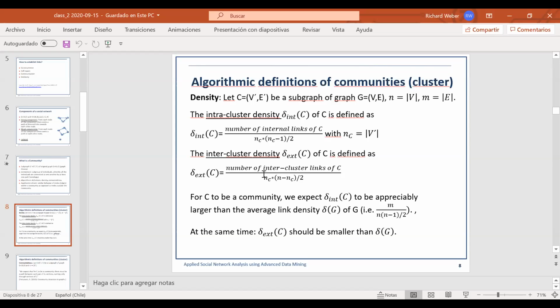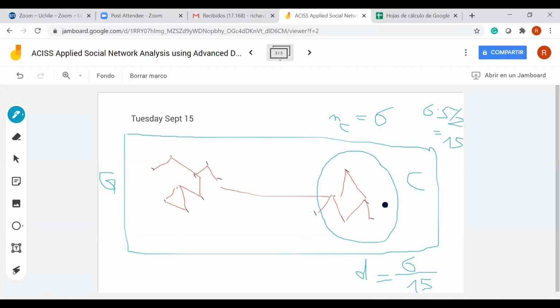Okay, and the next formula is very similar. We analyzed it in more detail for the intra-cluster density within C. Now we can define the intercluster density. That's the number of intercluster links, those are links that leave our community, divided by the number of possible links we could have at most leaving from C. Okay, let's go back to the whiteboard. So how many links do we have leaving community C?